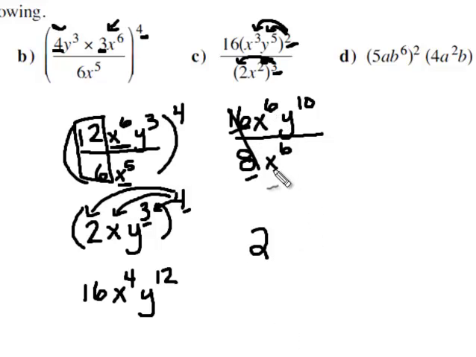Then I have x to the 6th divided by x to the 6th, which is really x to the 6th minus 6, or x to the 0 power. We all know that x to the 0 power equals 1, so really that variable is just eliminated. I don't have to write it at all. Instead, I'll write my y to the 10th.